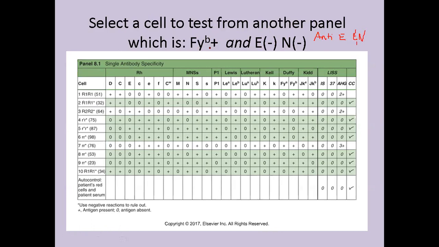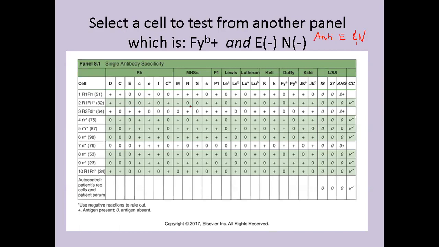Okay, so let's look. We need E negative. Well, this is E negative, but we also need N negative. Where's N? Oh, can that work? No, because big N is there, so we can't use cell 1. Cell 2 is E negative and N negative.